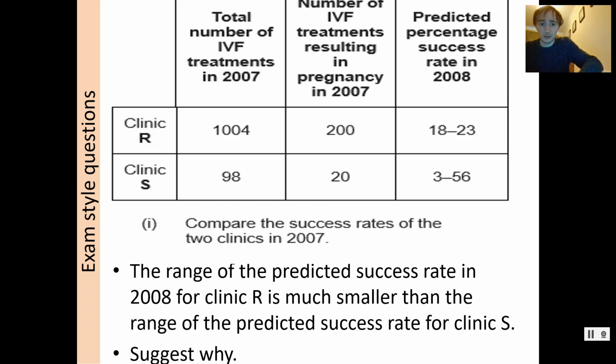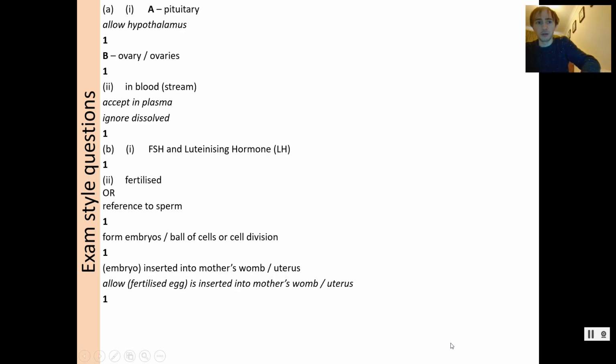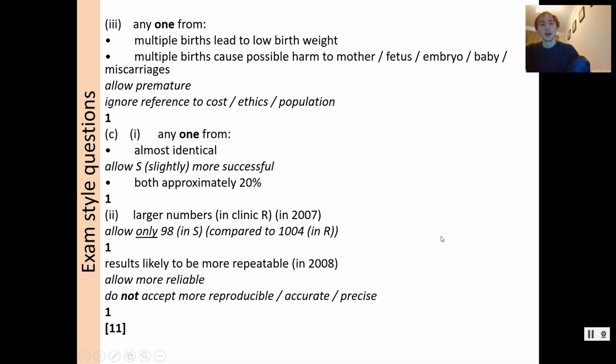Fine. So let's have a quick flick through the mark schemes, check your answers if you didn't already. So pituitary and ovaries we talked about, FSH and LH we talked about. In terms of the extra stages, fertilised or reference to sperm, so just sperm is fine. Forms an embryo or allowed to grow into an embryo that's inserted into the mother's womb or uterus. This idea of multiple births causing possible harm to the mother. And then we didn't do question C, so we're looking at larger numbers in Clinic R, results likely to be repeatable.